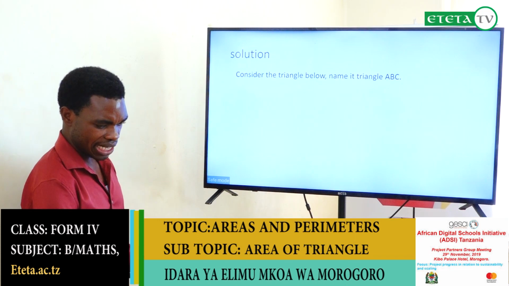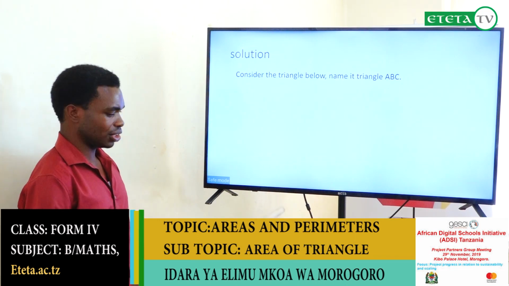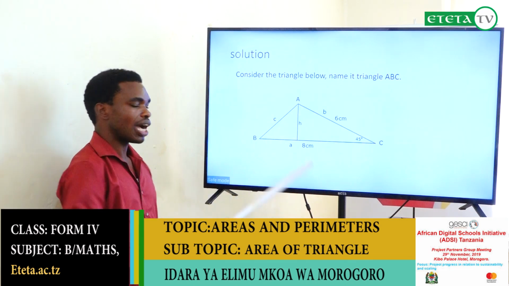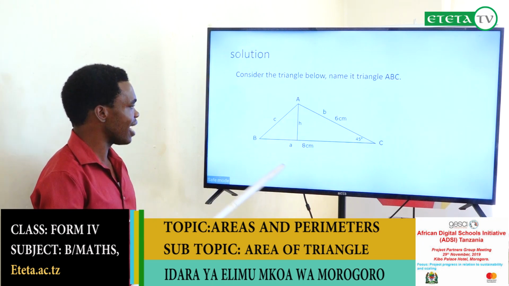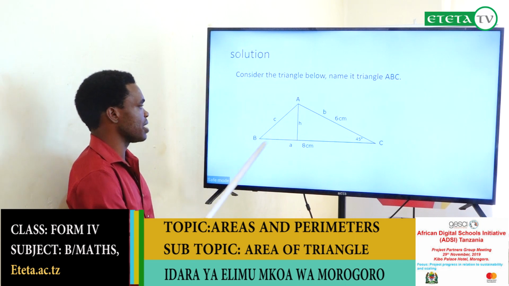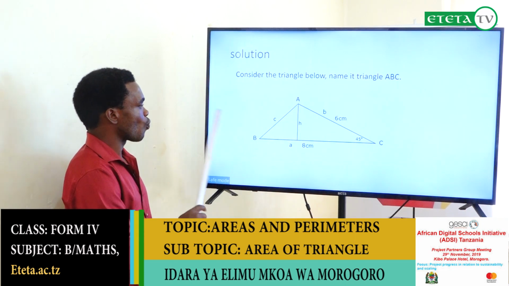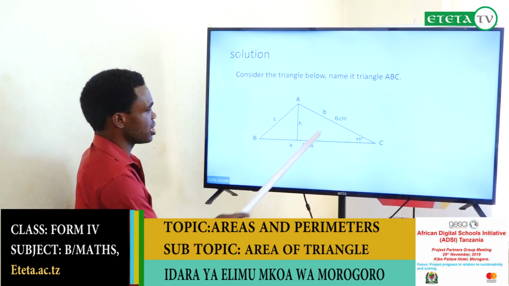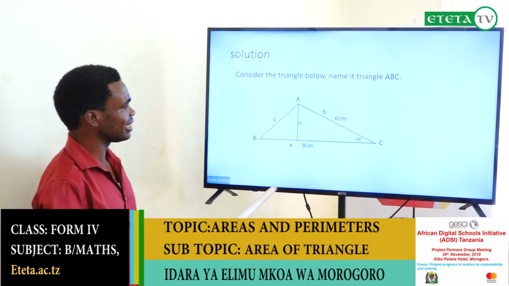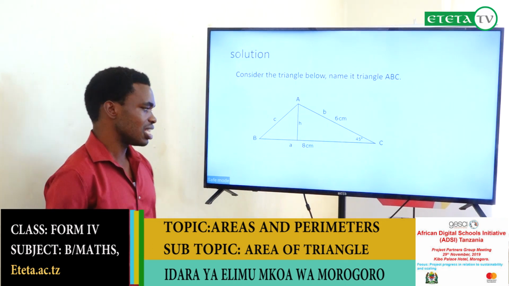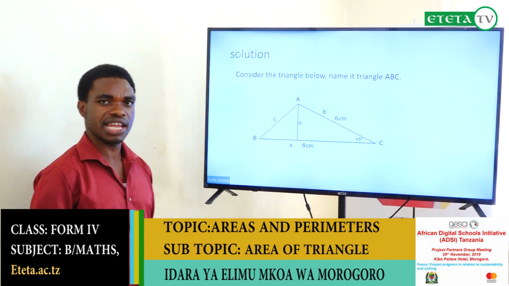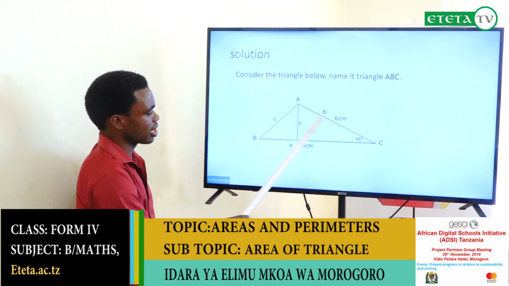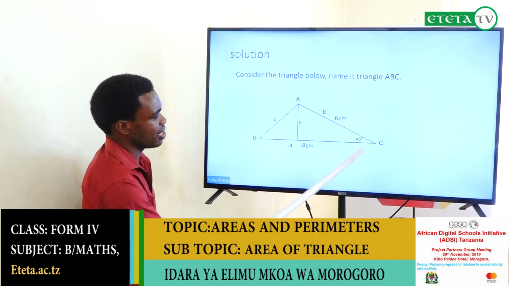Solution. We apply the formula we generated. We can consider the triangle like this one, and you can name it by any letters, but here we decided to use A, B, C. Because it says one side is 8 centimeter and another is 6 centimeter, we can use this one and this one. But also we are given that the included angle is 45. Therefore, the included angle will be this. So make sure that the included angle is the angle formed by the given sides of the triangle. For our case, this one and this one, the included angle will be this one.